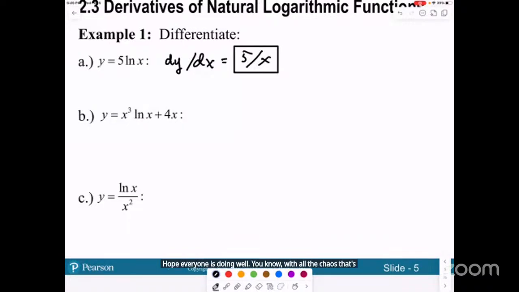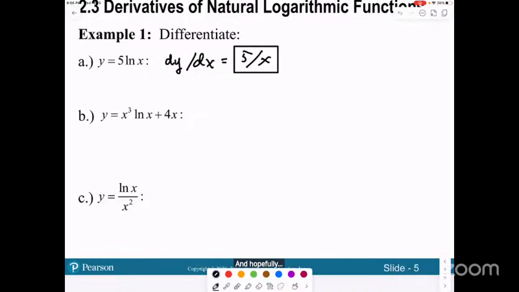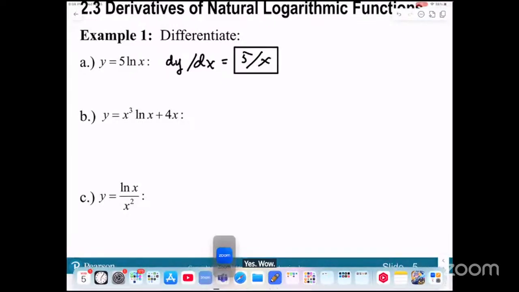Okay, so in part B, when we go to take the derivative, it looks like for that first one, we need to take a moment. Hopefully you can at least think of the name of the technique that we're going to use for that first term. And hopefully, pardon? Hopefully you're thinking the product rule, right?